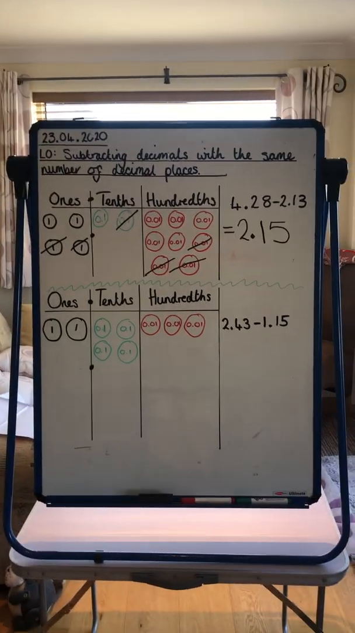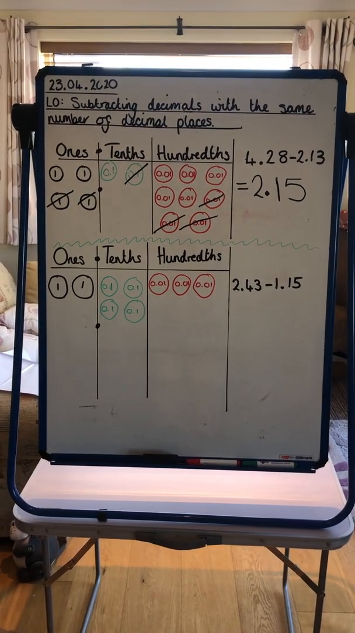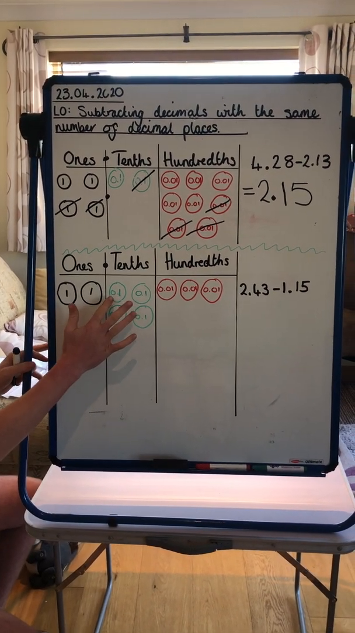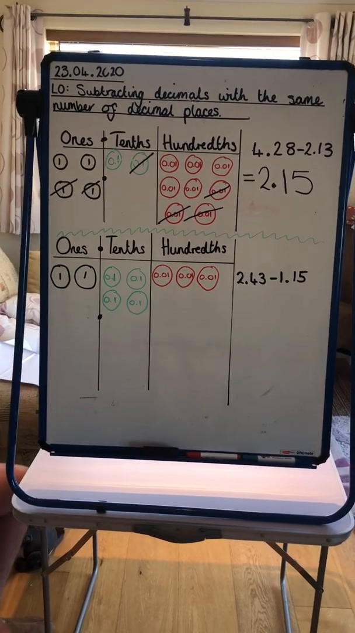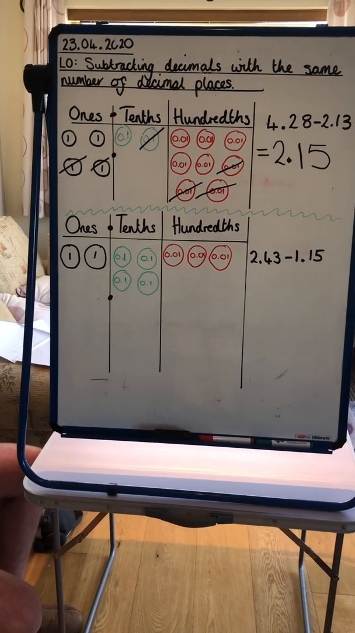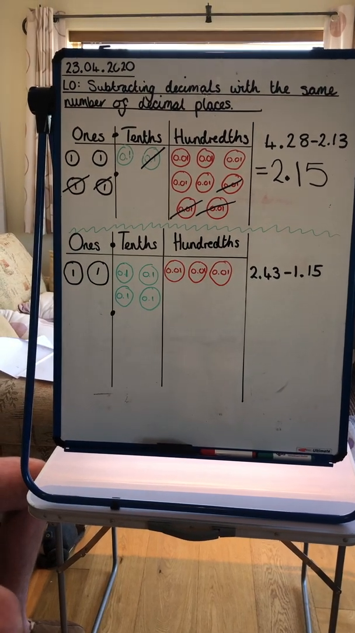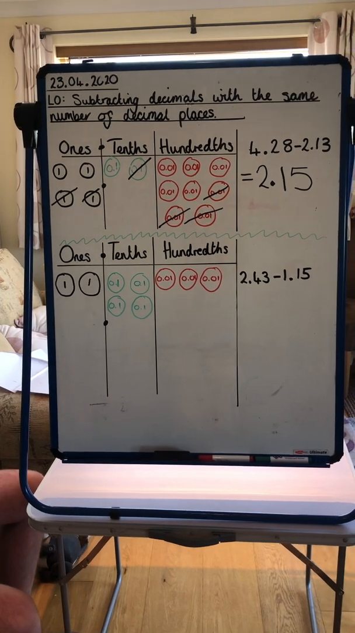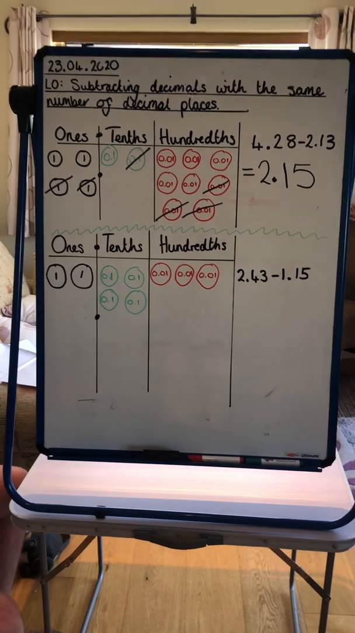It's a little bit more tricky, okay? So 2.43 take away 1.15. Now we have 2 ones, 4 tenths, 1, 2, 3, 4, and 3 hundredths, okay? Now we need to take away 1.15. So first of all, I'm going to start in the hundredths column, okay? I need to take away 5 from 3. Can I take away 5 hundredths from 3 hundredths? What do you think? No, I can't. I can't take away 5 hundredths from 3 hundredths.